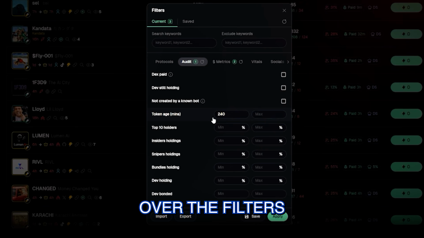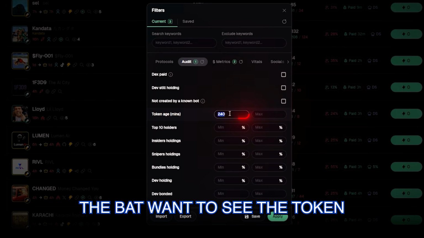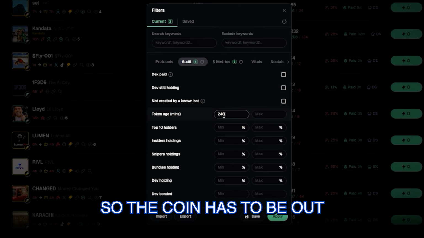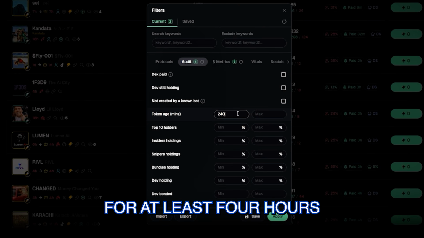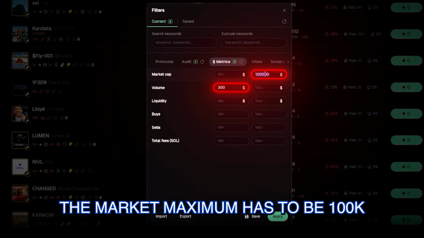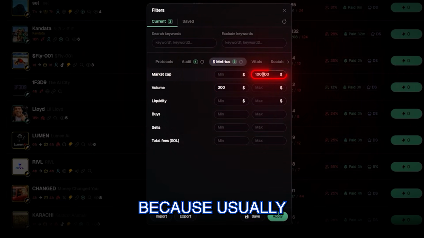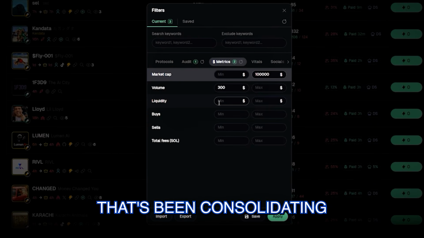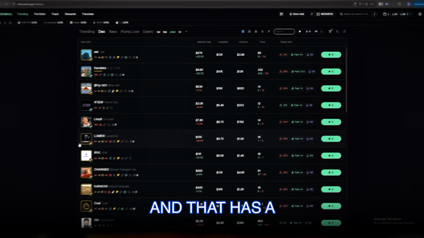You're going to go over to filters, and right off the bat, I want to see the token being minimum 240 minutes. So the coin has to be out for at least 4 hours. Okay. And my metrics would be volume needs to be at least $300, and the market cap maximum has to be 100k, because usually what I really want to find for these coins is sub 100k that's been consolidating for quite a while and that has a really good narrative.